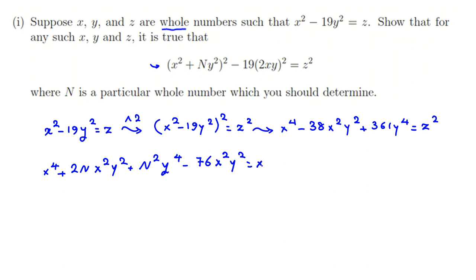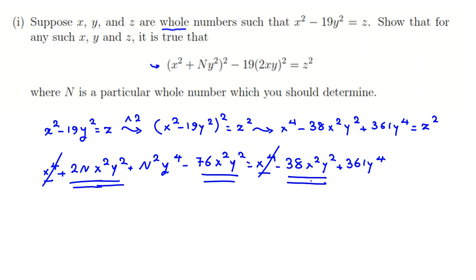Z squared is x to the 4 minus 38 x squared y squared plus 361 y to the 4. It says for any such x, y, z, it's true that it is equal to this. So we want to see which n satisfies this. So x to the 4, x to the 4, okay, they are equal. For x squared y squared, let's consider all terms related to that. 2n minus 76 equals negative 38. And here y to the 4th, y to the 4th.